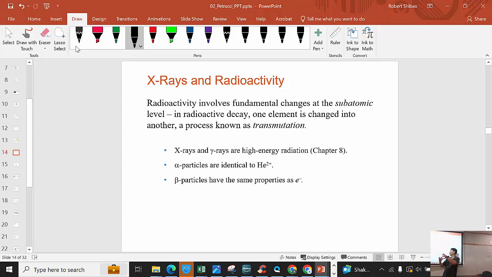Other things that might happen are the nuclei might break off chunks. Maybe the nuclei are a bit too big, and so a chunk breaks off. And a chunk would be an alpha particle. An alpha particle would be 2 protons and 2 neutrons, which is equivalent to a helium nucleus. And so that's why they call alpha particles He2+. There are no electrons that break off. There are no electrons in the nucleus. And so we have X-rays, gamma rays, and alpha particles.